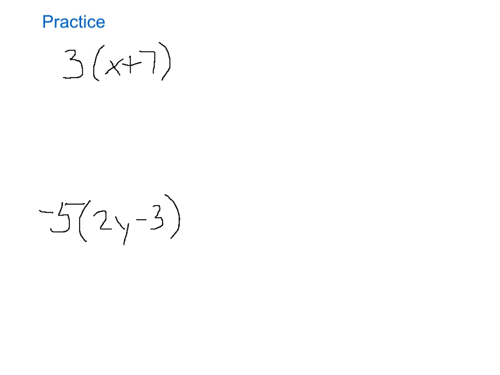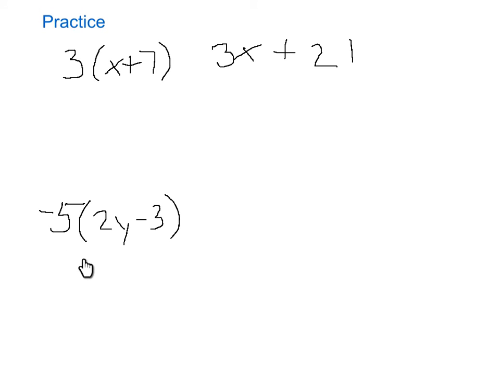Well, if you're still stuck, let's try it with some actual numbers and look at how it would work. So I'm looking at 3 times x plus 7. Well, first of all, I distribute the 3 through. 3 times x would give me 3x. Plus 3 times 7, that's 21. So I'm looking at 3x plus 21. Let's look at the next one.